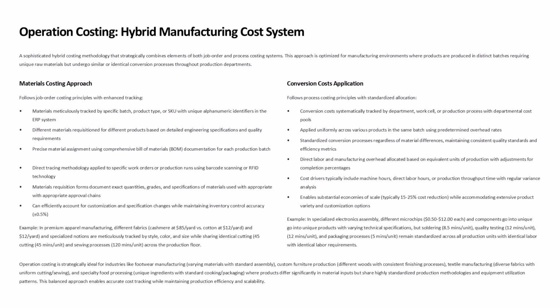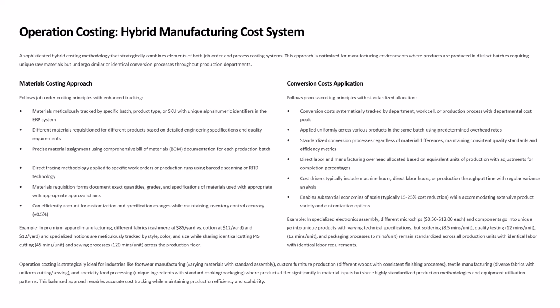The genius of operation costing lies in its selective application. Material costs follow job order costing principles, tracked by batch or product type, while conversion costs follow process costing principles, tracked by department and applied uniformly. Picture a printing company producing different books through standardized printing and binding operations. Each title needs different paper and cover materials, but the conversion process is identical. This hybrid approach perfectly fits manufacturers producing distinct batches of similar but not identical products.